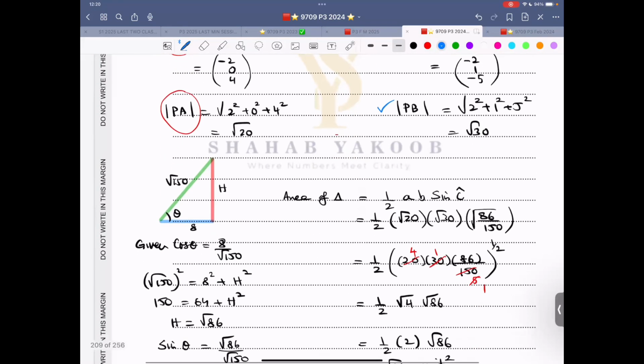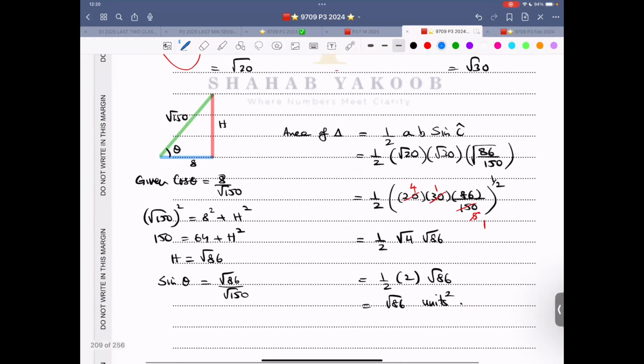So now look at the working. This is the most important part where people get stuck. That is why they put a lot of emphasis in P1 on the exact ratios. Cosine is 8 over root 50. This is adjacent, this is hypotenuse. Therefore, the height or the opposite side is h. I find it using Pythagoras theorem. Leave the answer in exact form.